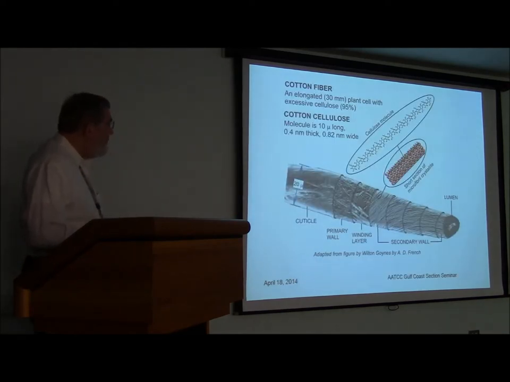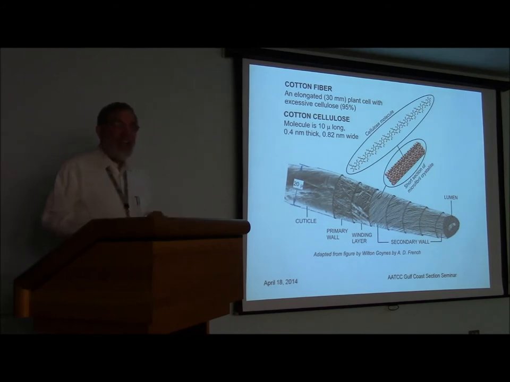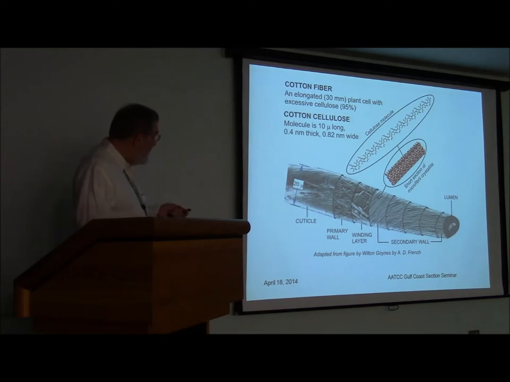So this is kind of a picture of what we think cotton cellulose fiber is like. It's composed of a cuticle, a primary wall, a winding layer, and secondary wall, which is the bulk of the cellulose material in a mature fiber. And you see microfibrils running at different angles to the lumen here, or the length of the fiber. This is a complete plant cell attached to a seed when it's growing in the cotton plant.